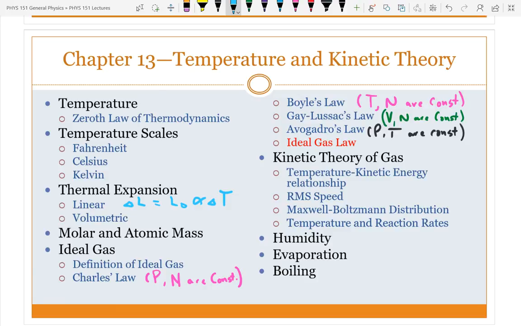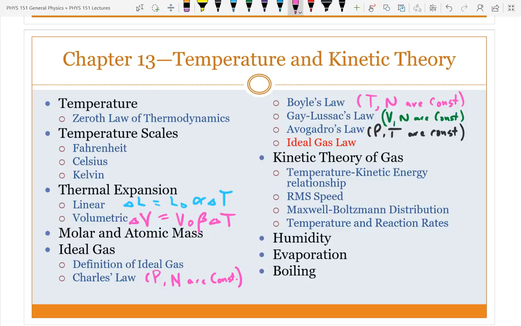Then we had volumetric expansion that was almost exactly the same. Change in volume is equal to the initial volume times beta times delta T, where beta is the coefficient of volumetric expansion. And for almost every material, beta is almost exactly 3 times alpha. And that just comes from a little geometry calculation. So you have change in volume.